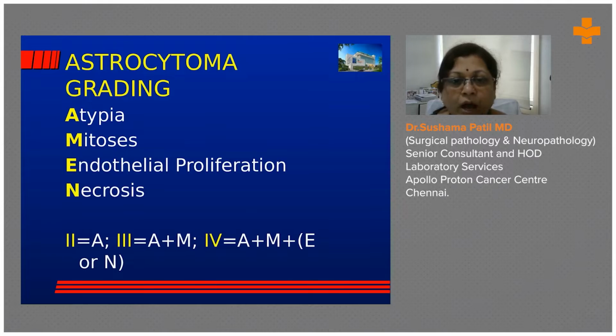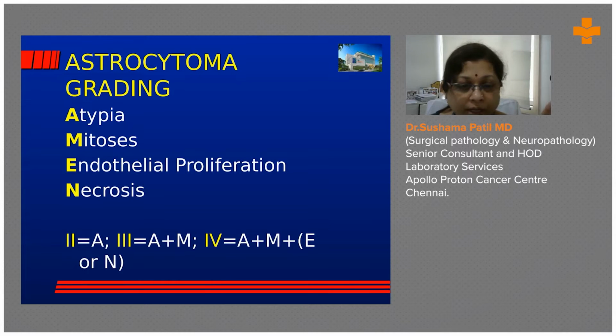Okay, so how do we grade astrocytomas? When only atypia is present, it becomes grade 2. Mitosis adds up, it goes to grade 3. And if there's endovascular proliferation or necrosis, then it becomes grade 4. All this is set to change now in the new WHO. But for now, it is sufficient for you beginners and the young pathologists who are dealing with neuro cases to remember the AMEN criteria: A for atypia, M for mitosis, E for endothelial proliferation, and N for necrosis.